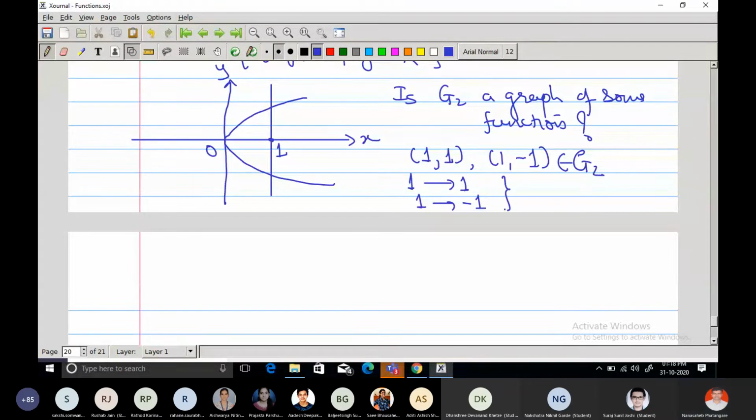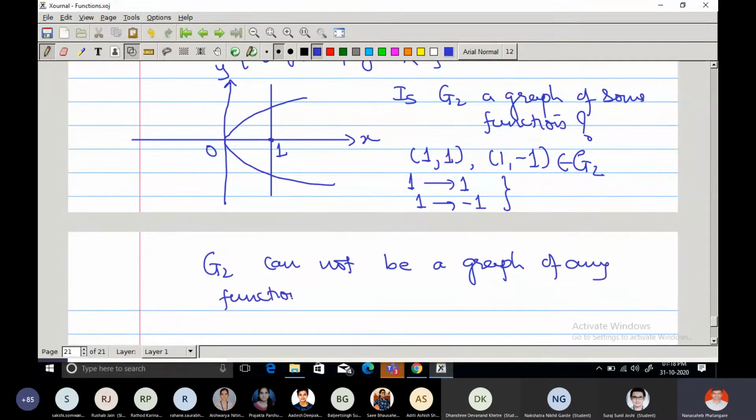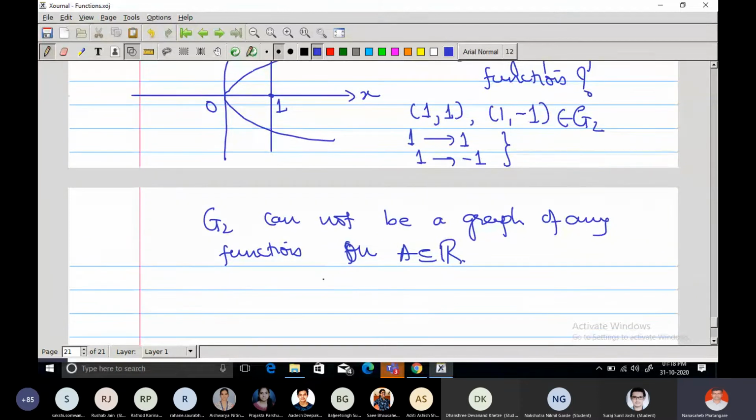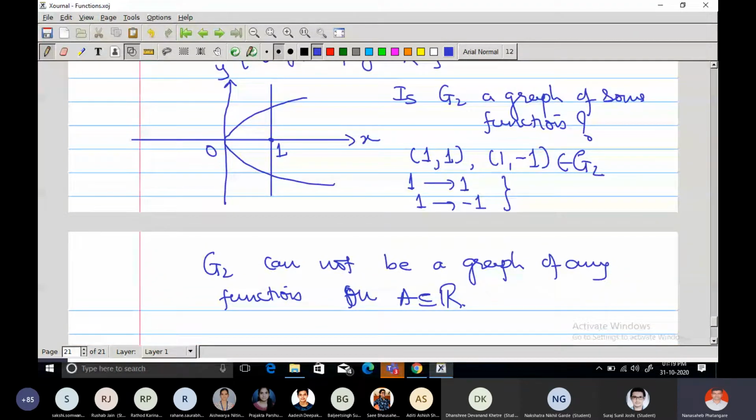So G2 cannot be a graph of any function, any function on a subset of R. You choose any subset, this cannot be a graph. You cannot get this set as a graph of any function on any subset of R, right? So now can you tell me how geometrically you can understand easily whether that set is a graph or not?